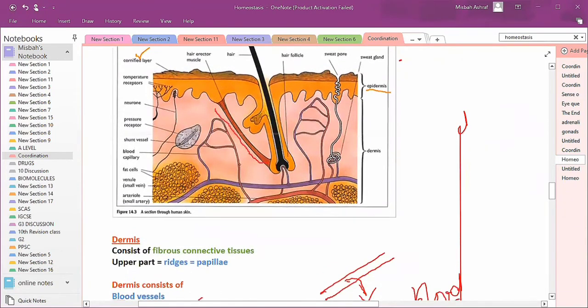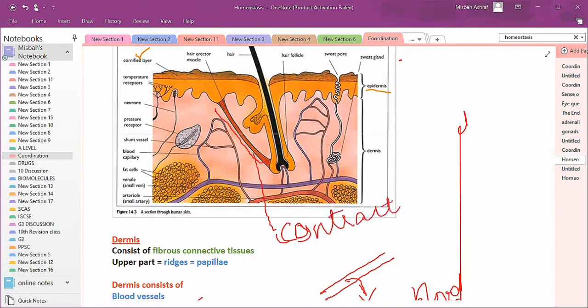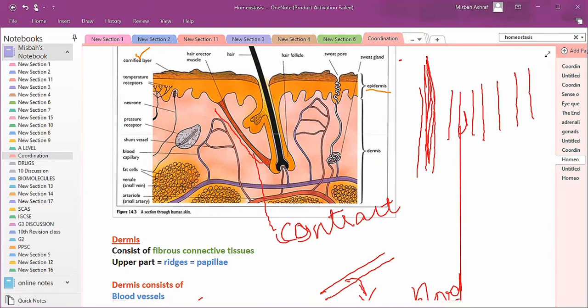When this erector muscle will contract, right, when it will contract, it will straighten up the hair into the hair follicle. Tube will be erect and hair will also be erect. It will be in the straight position. All hair will be in the straight position.